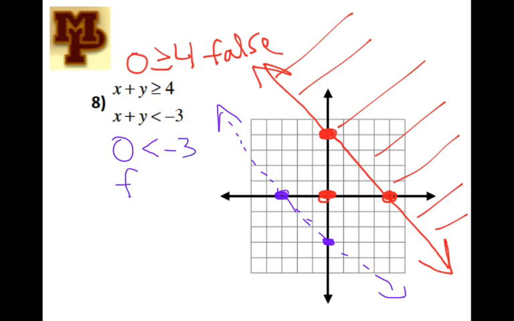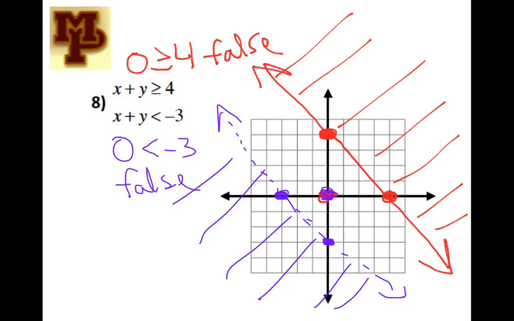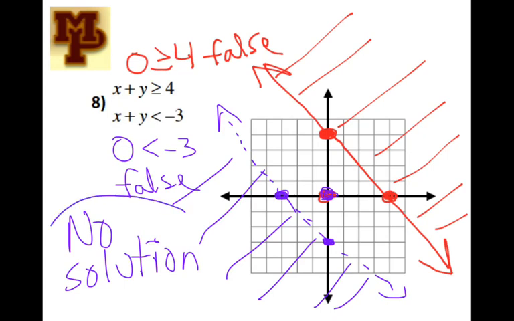That is also false, so I don't want to shade the side that has 0, 0 in it, so I would shade the other side. So this one would have no solution. So no solution is the answer, and really, graphically showing the solution would be a blank graph, because it would show that there are no points in common. But I like this graph because it shows all the work.